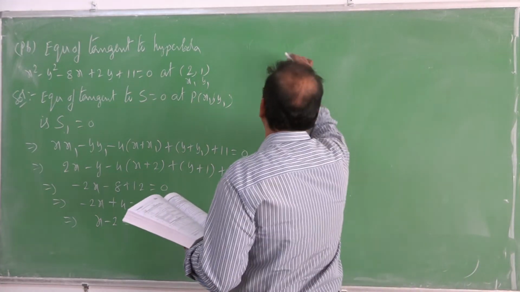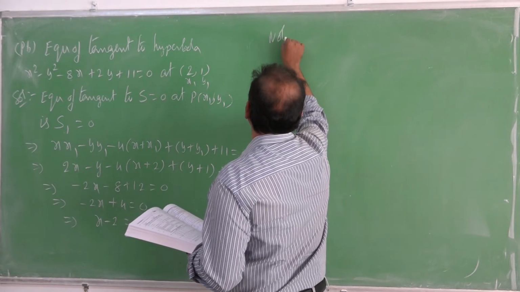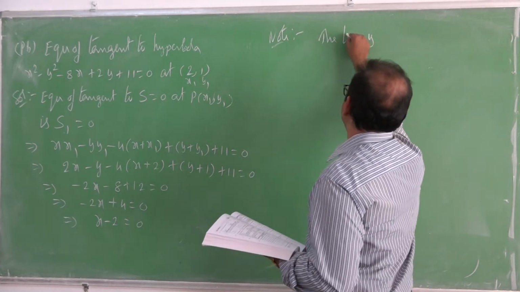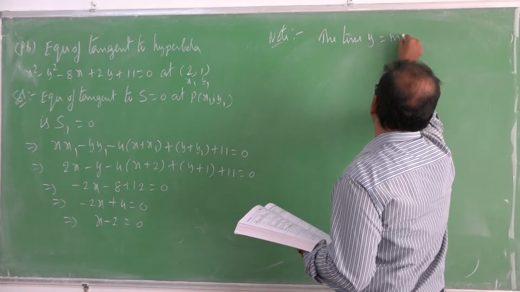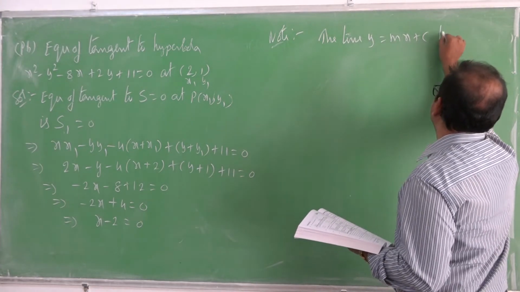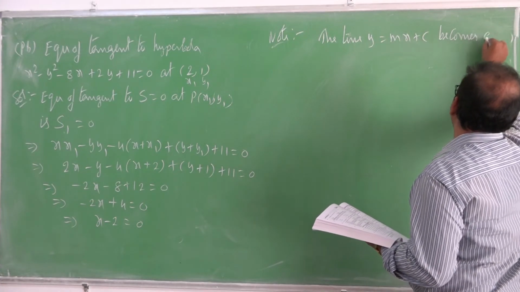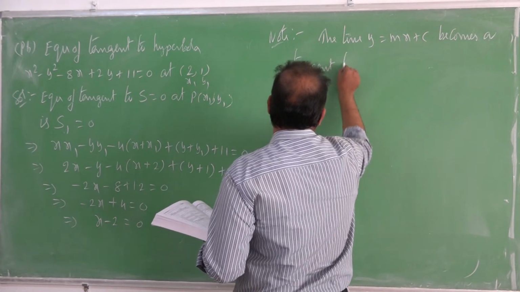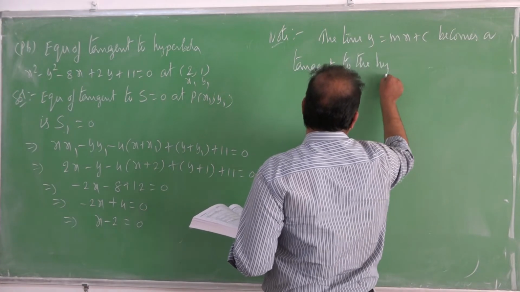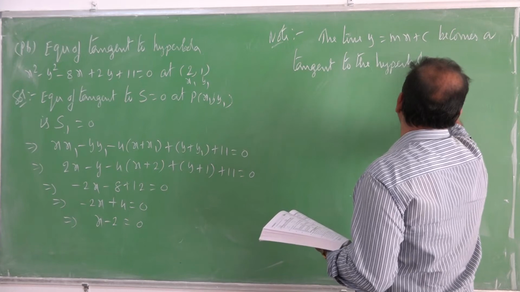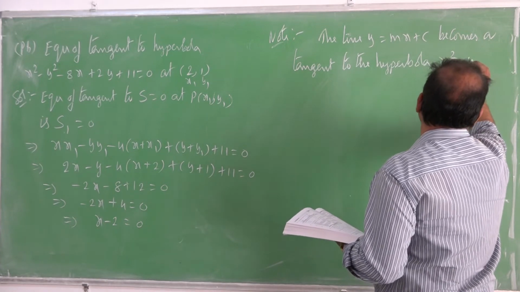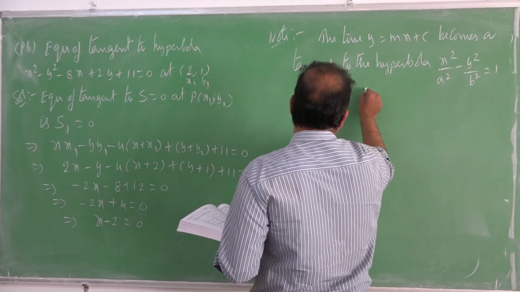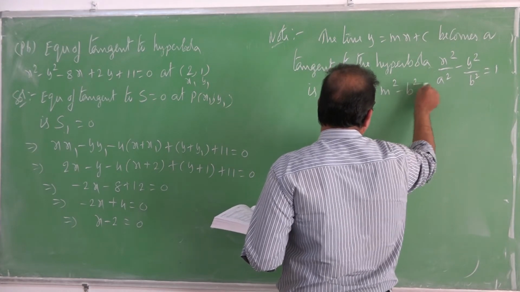Next, write one note here. The line y is equal to mx plus c becomes a tangent to the hyperbola x square by a square minus y square by b square is equal to 1 if c square is equal to a square m square minus b square.